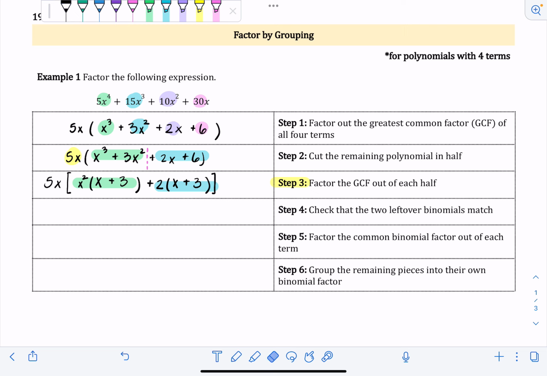Okay, and then it's really important. Step 4 is super critical. Step 4 says check that the 2 leftover binomials match. What that means, the 2 leftover binomials, is referring to what's inside the parentheses here. Those 2 parts, the x plus 3's, need to be exactly the same: same number, same variable, same sign, positive or negative, depending on what it is. Which these are, so that's good. Step 4 is okay.